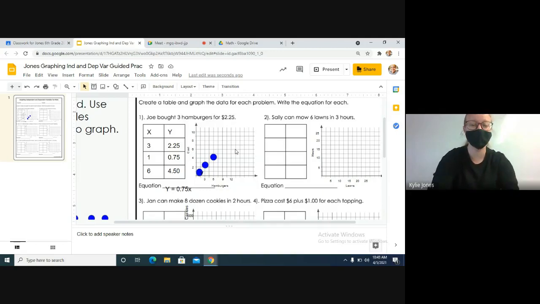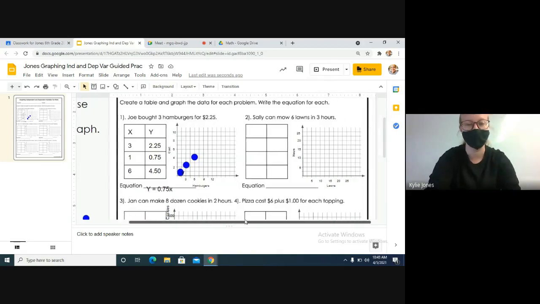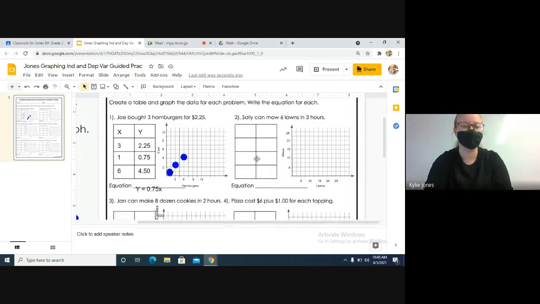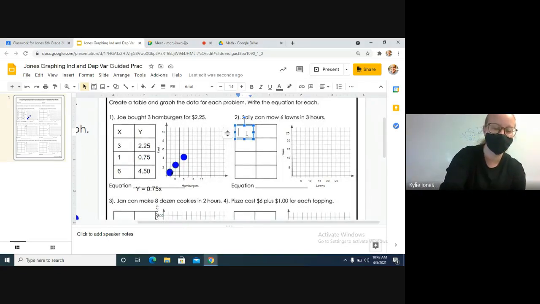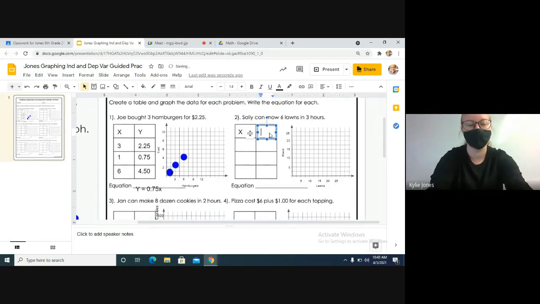Okay, I'm going to scroll just a little bit to the right over here. Number 2. It says Sally can mow 6 lawns in 3 hours. Let's start by putting our x and our y up here. X and y.